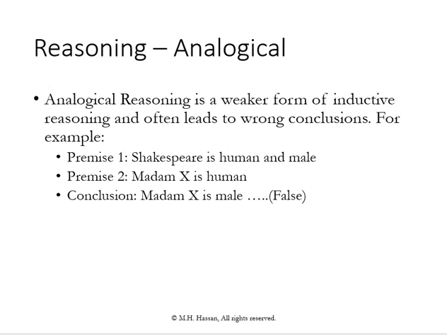Reasoning could be analogical reasoning. Analogical reasoning is a weaker form of deductive reasoning and often leads to wrong conclusions. For example, premise number 1, Shakespeare is a human and male. Premise number 2, Madame X is a human. Conclusion: Madame X is male. And this is a false conclusion. So analogical reasoning may lead to false and wrong conclusions.